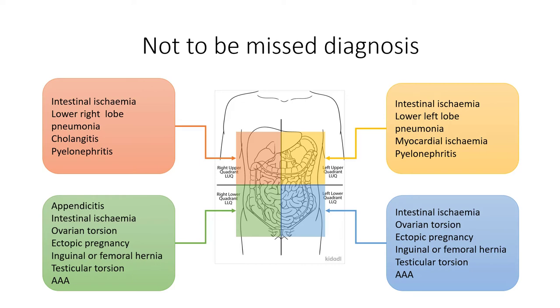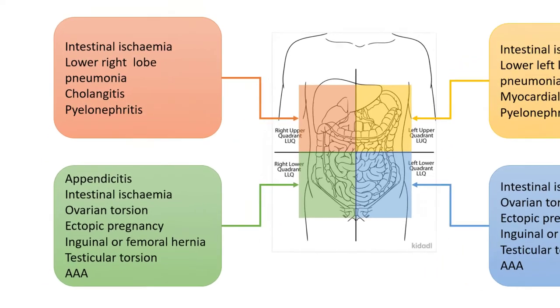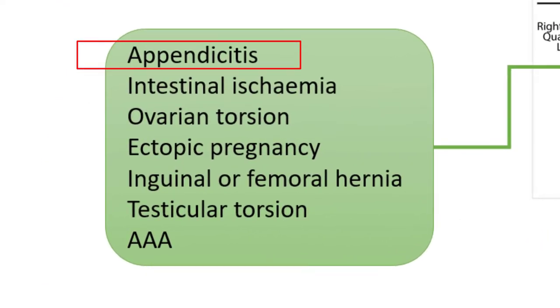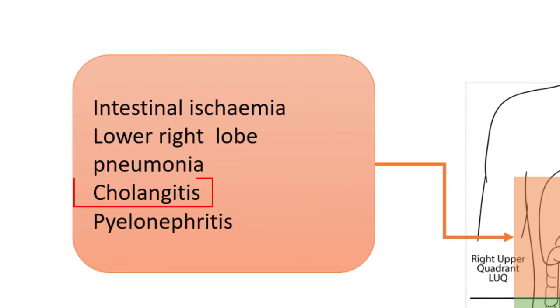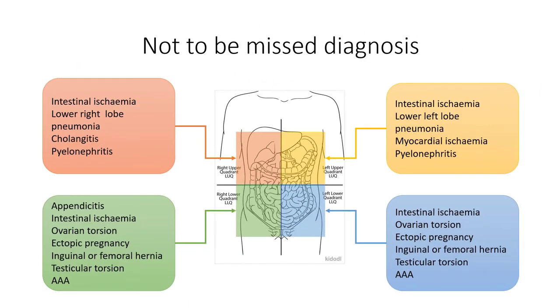You might notice also that the only difference between the two lower quadrant lists is the addition of appendicitis to the right. And that the upper right quadrant has cholangitis as the distinguishing addition to its list of differentials. In fact, the right upper quadrant is one that is very specific. So pain in the upper right quadrant is normally going to be associated with either hepatic problems or problems associated with the gallbladder and the common bile duct.